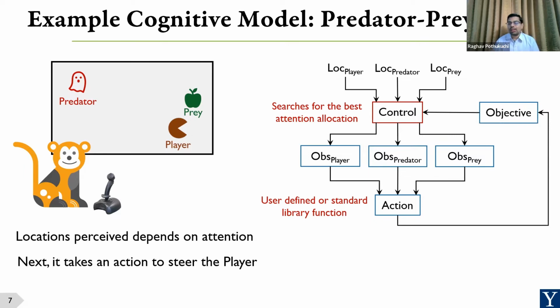It can be seen here that the control node has to search through a multidimensional attention space to identify the best attention allocation and the best direction of movement.